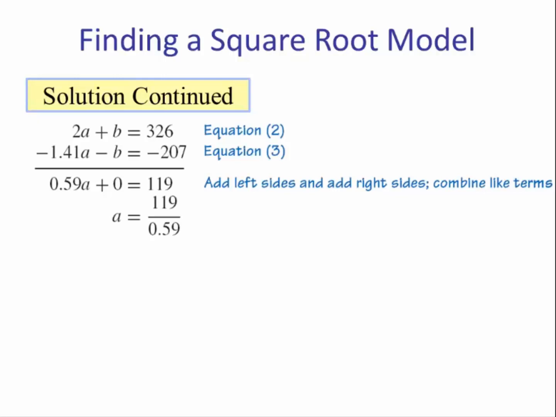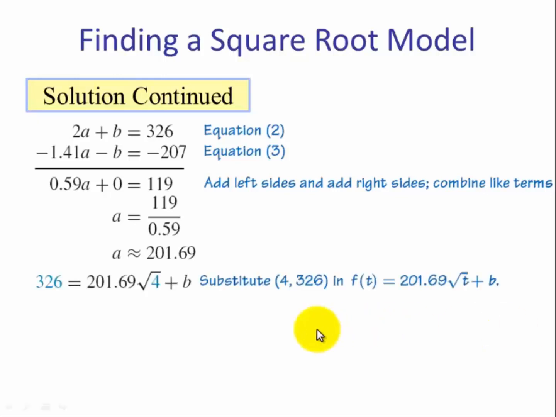Divide by 0.59, and a is approximately equal to 201.69. Plugging this value in for a, and then using the 0.4326, we have this equation. Next, we can compute this value, so this will be 2 times 201.69, and we get 403.38. Then we want to subtract that from both sides, and we get b as a negative 77.38.